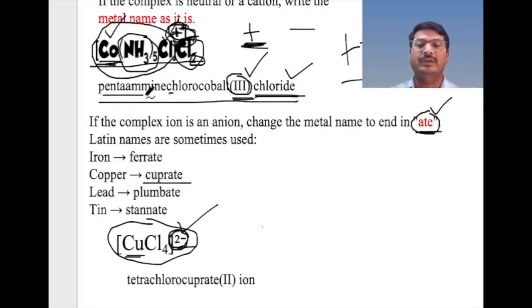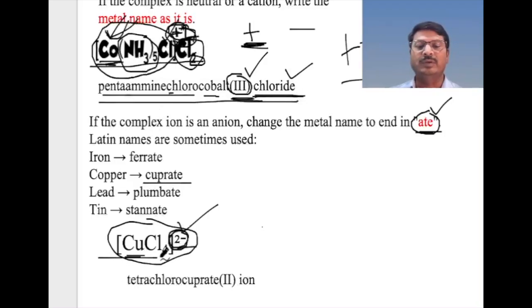Pentaammine and chloro, these are ligands. Cobalt is the central metal. 3 is the oxidation state of the central metal. And after that you write the counter ion, that is chloride. Pentaamminechlorocobalt(III) chloride.